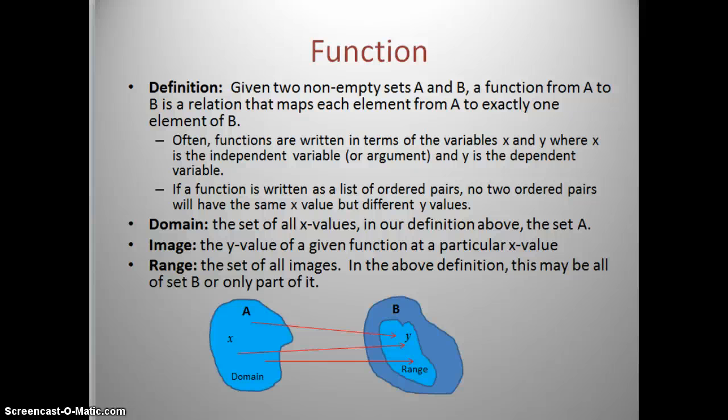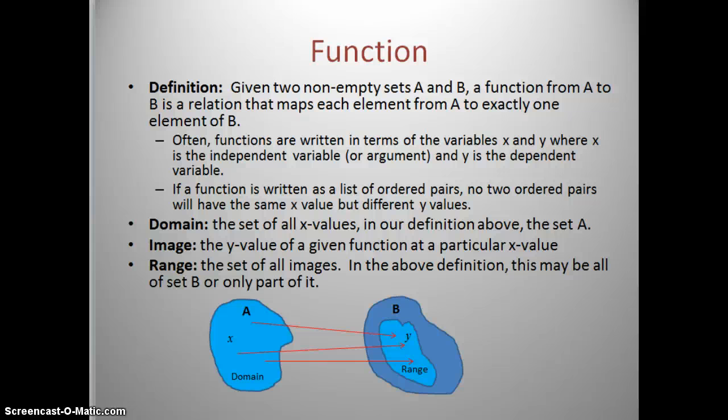If a function is written as a list of ordered pairs, no two ordered pairs will have the same x value with different y values. And we have special names for the group of the inputs and outputs. So here we have the domain, which is the set of all x values. In our definition above, this would be our set A.